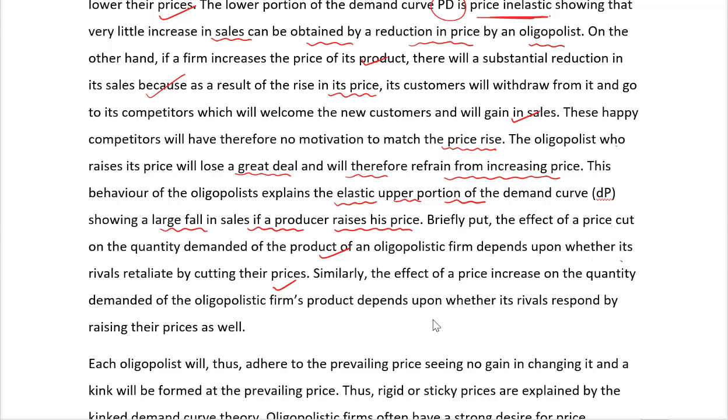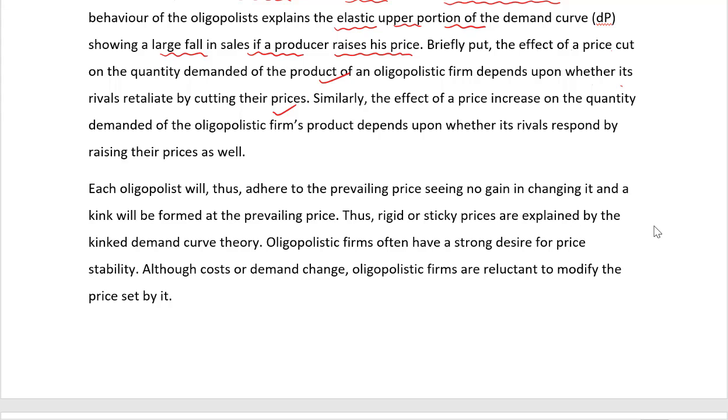Each oligopolist over here will adhere to the prevailing price, seeing no gain in changing it, and a kink will be formed at the prevailing price, because if they change the prices, they will not get any benefit. Thus, rigid or sticky prices are explained by the kinked demand curve theory. Oligopolistic firms often have a strong desire for price stability. Although cost or demand change, oligopolistic firms are reluctant to modify the price set by them.